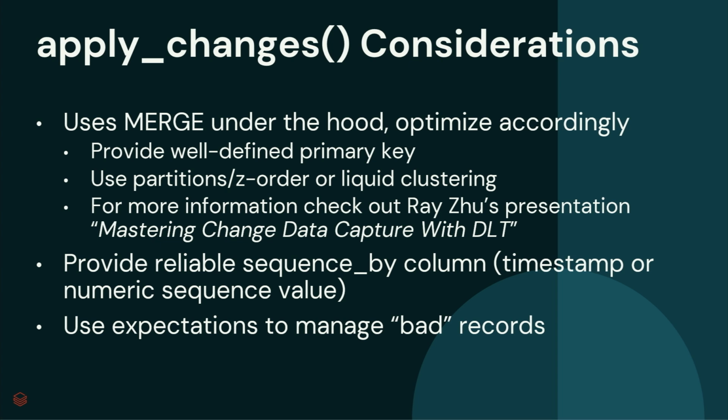Good. You need a reliable sequence by column, so a timestamp or some numeric sequence value that comes from the original database. And then you can use expectations, DLT expectations, to manage any type of unexpected records or bad data. In my very simple example, I'm just assuming the data looks the way it should. And that's really all on a very simple CDC use case.